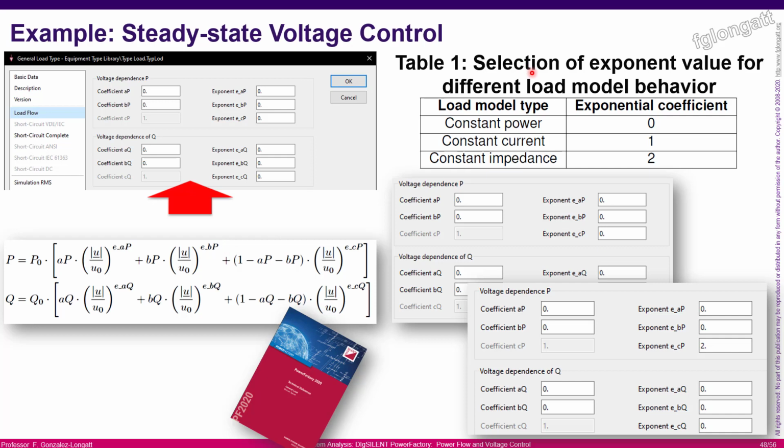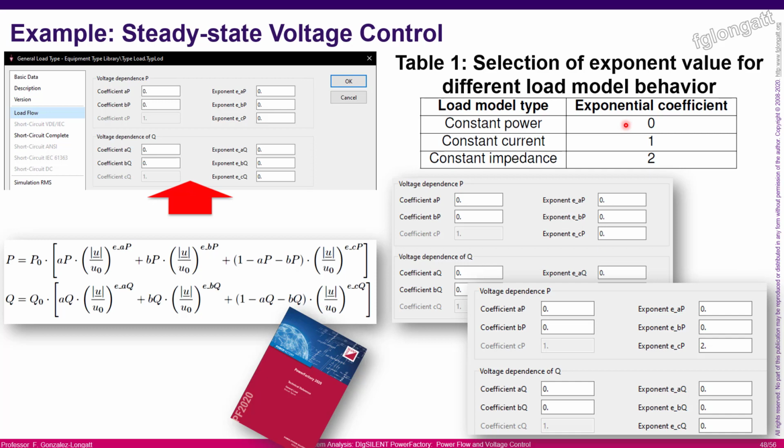Something that is extremely important for you is the selection. How important is the selection of those exponent values for different load behaviors? As you can see over here, the exponent is related to this voltage ratio. What happens if we select 0? In this case, this number is 1, this number is 1, and this number is 1. As a consequence, the loads are not voltage dependent. When we set the exponent coefficient to 0, we are talking about a load whose power consumption has no dependence on the voltage. That is what we call constant power.